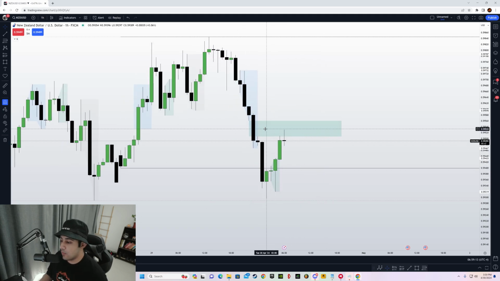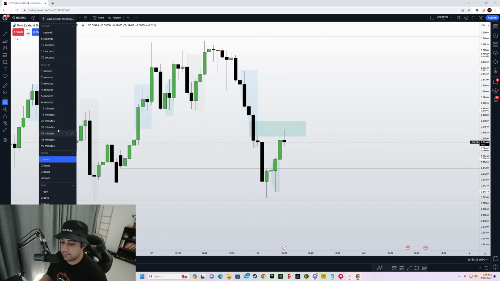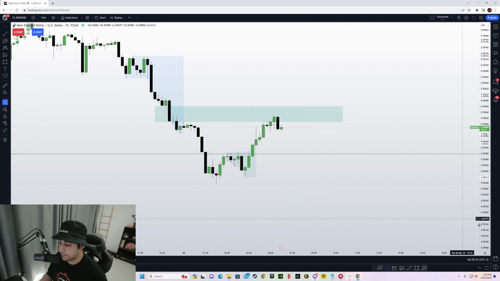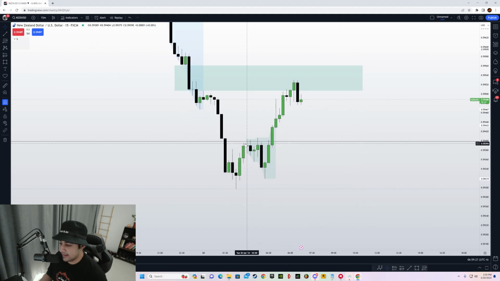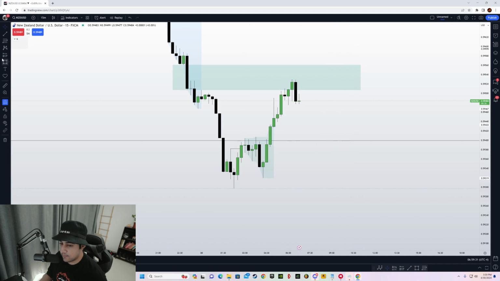So once I had marked out the fair value gap and the daily low was taken out, I simply dropped down to the 15-minute time frame. If I go to the 15-minute time frame here, you can clearly see that we got a market structure shift over here, and we got a fair value gap also over here. So that was my entry.